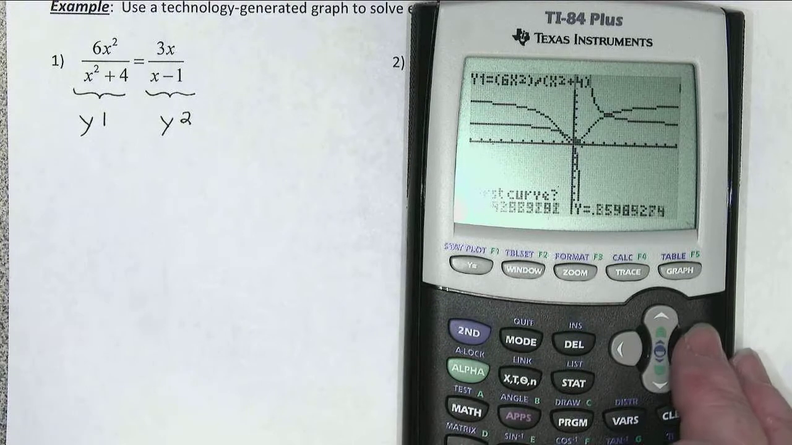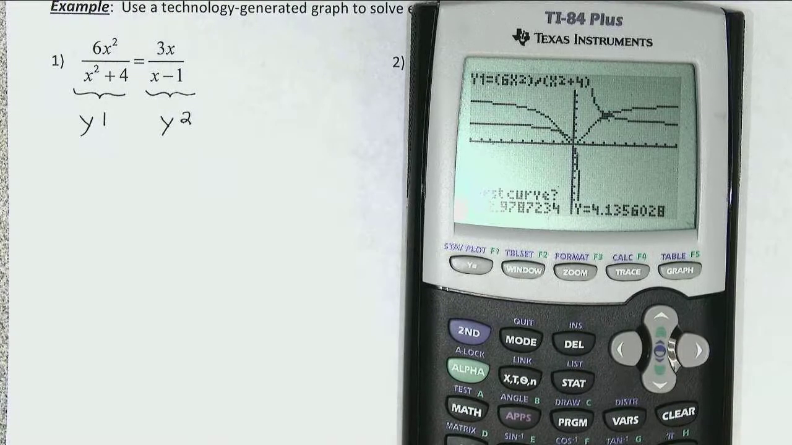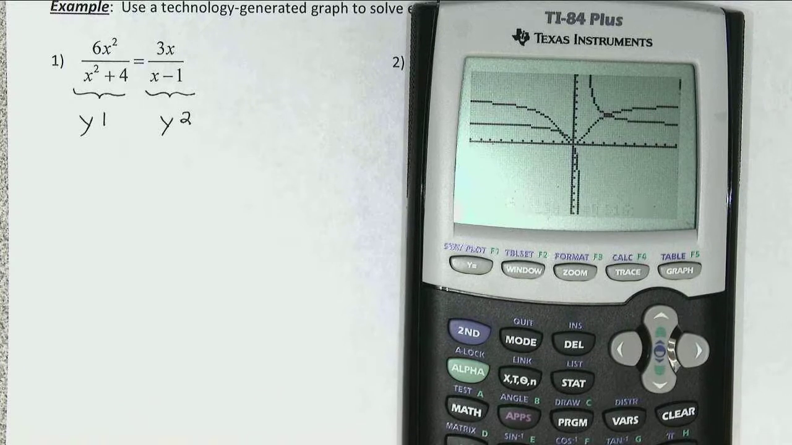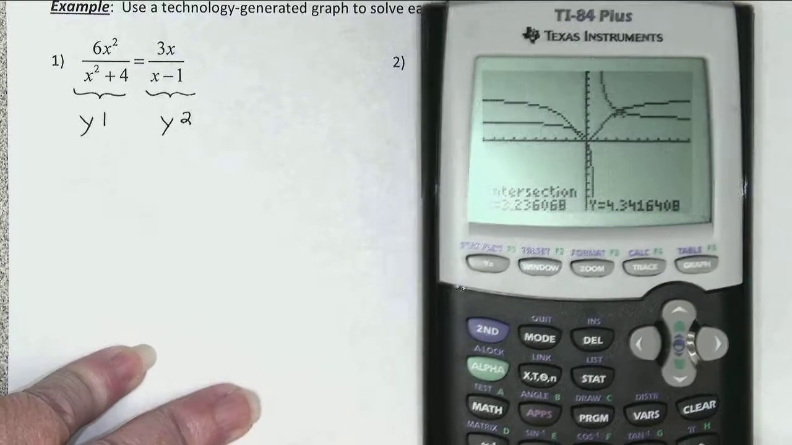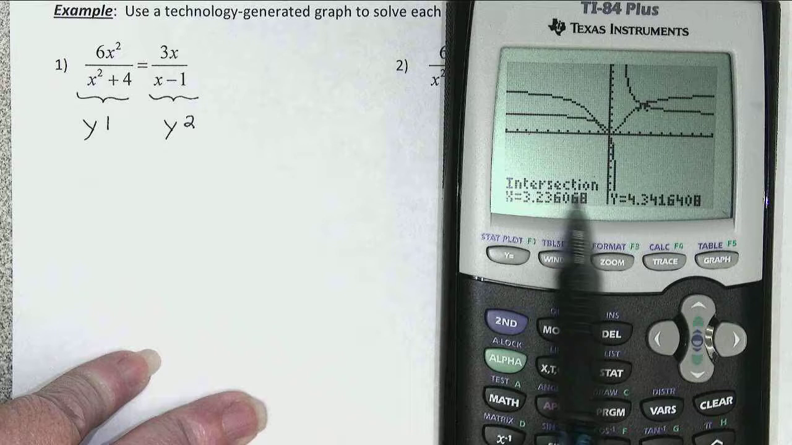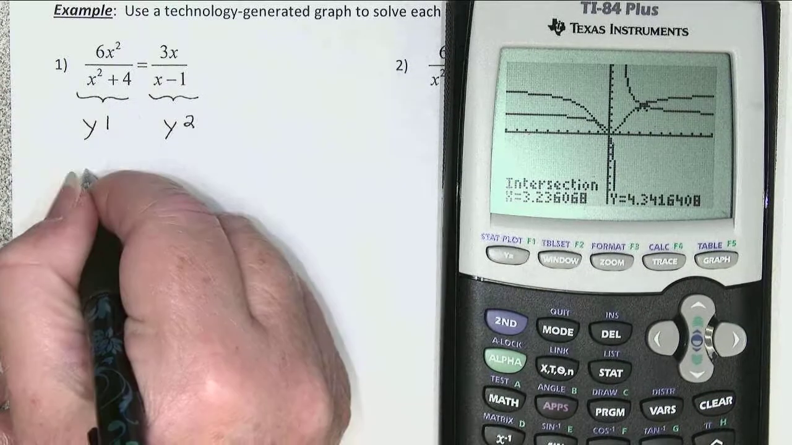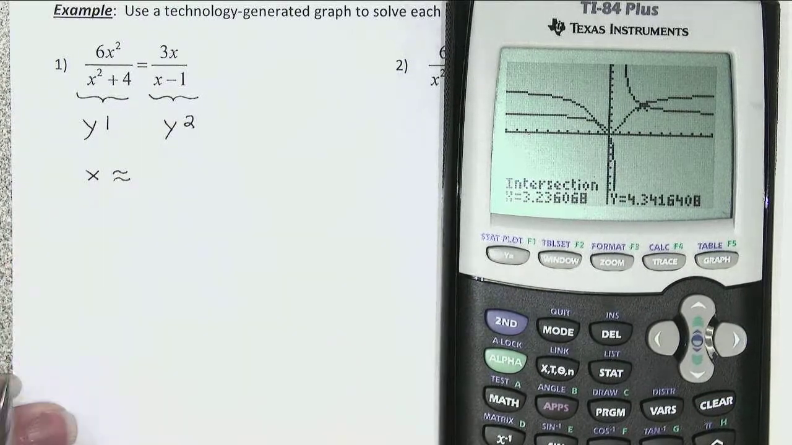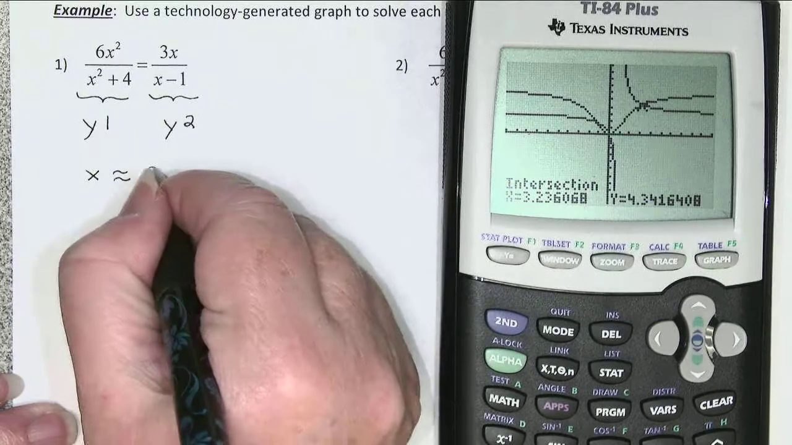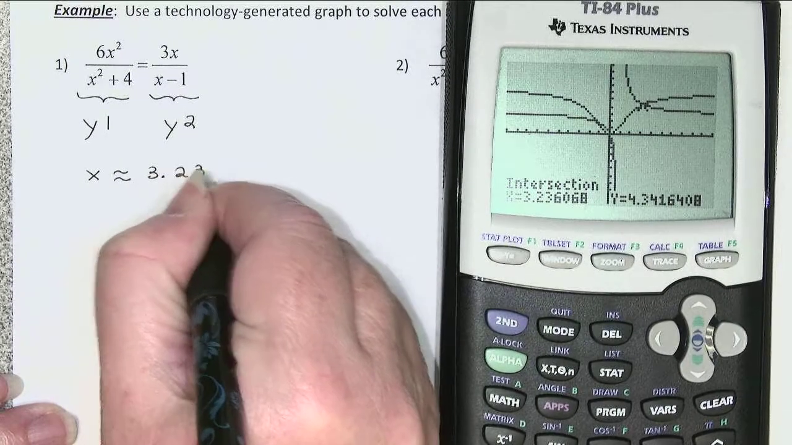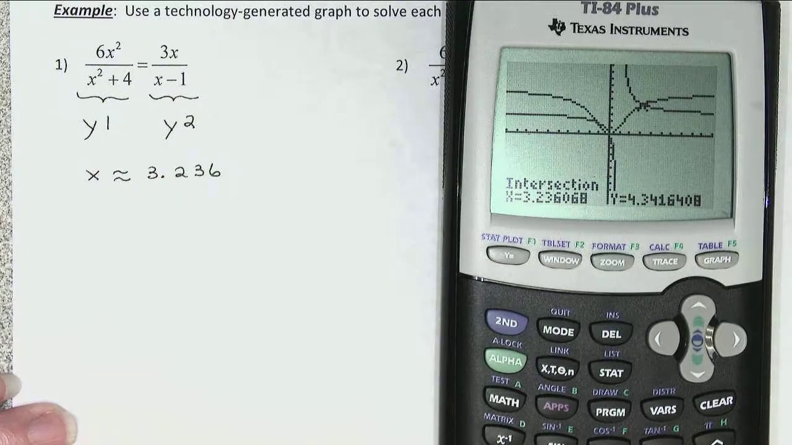And let's do this one that's really clear on the right-hand side first. Get over close to it. And then just answer the questions. Enter, enter, and enter. And it actually tells me there's the intersection. And remember, I'm only solving for x. So the only thing I really care about is that x value. It's about 3.236. And I'm using the approximations as I round it off.